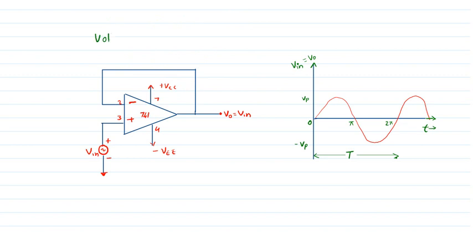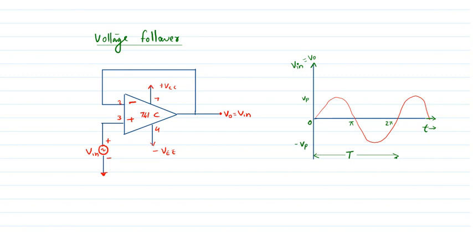Voltage follower circuit. So you can see here there is a 741 IC. The input is given to the non-inverting terminal, and the output is fed back to the inverting terminal. So this is a voltage follower circuit.